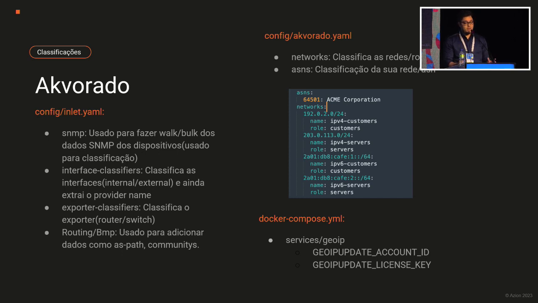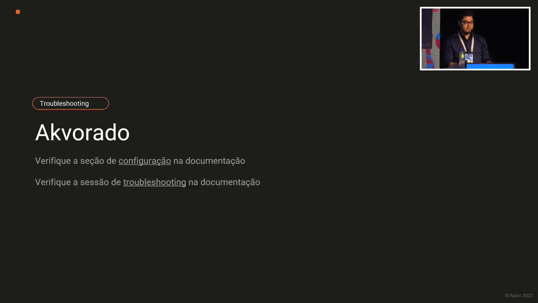Now, generally, it is interesting to configure a Docker Compose file. You can create an environment variable, for example, the account ID. And Akvorado, until version 2.0, used a geolocation service. Now, from that version on, this is no longer necessary. So now they offer a key for geolocation, and this has become optional. Unless you are using previous versions, in which case it is mandatory.